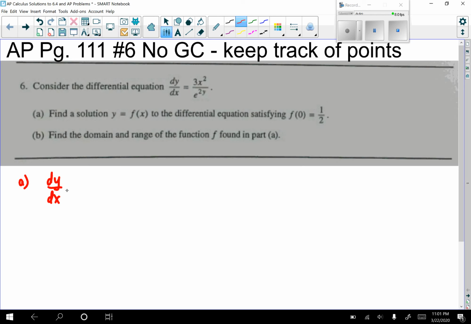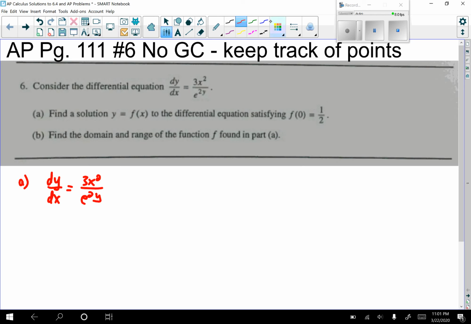All right, so this problem was done without a calculator. For part A, we're given a differential equation. We just want to find a solution y equals f of x to this differential equation, satisfying the initial condition f of 0 is equal to 1/2. So if we first start with our derivative, dy over dx is equal to 3x squared over e to the 2y.